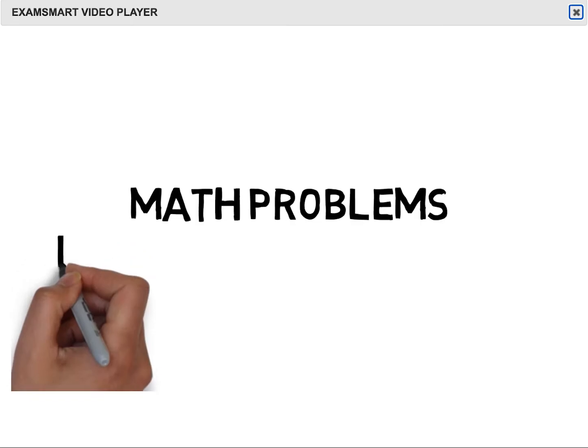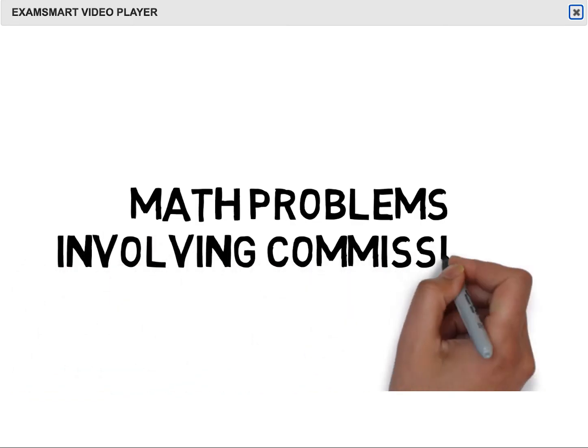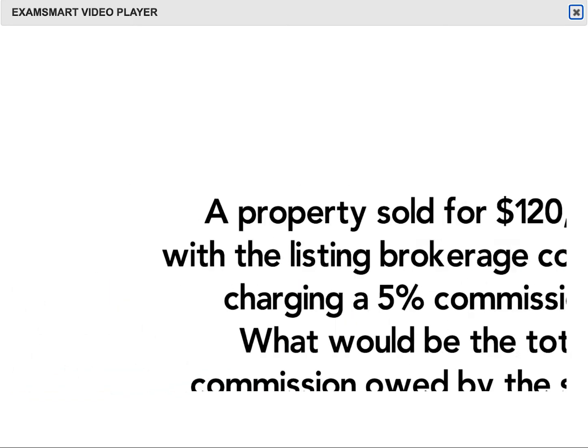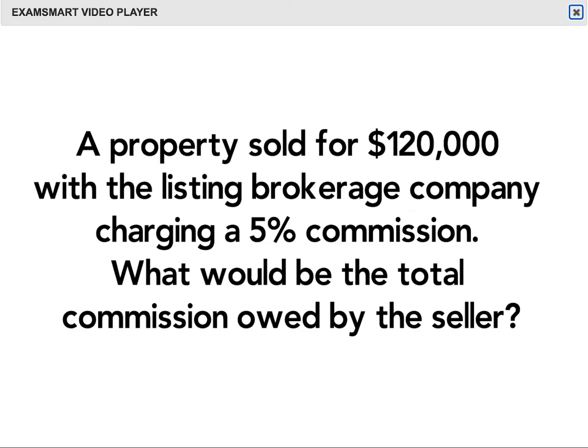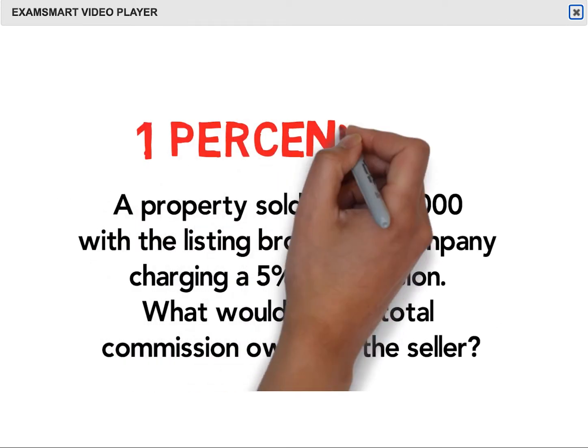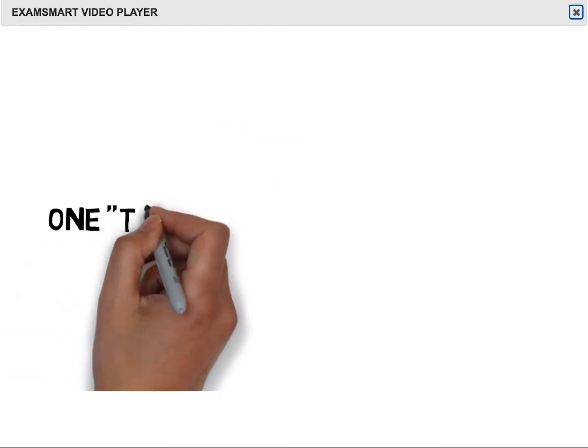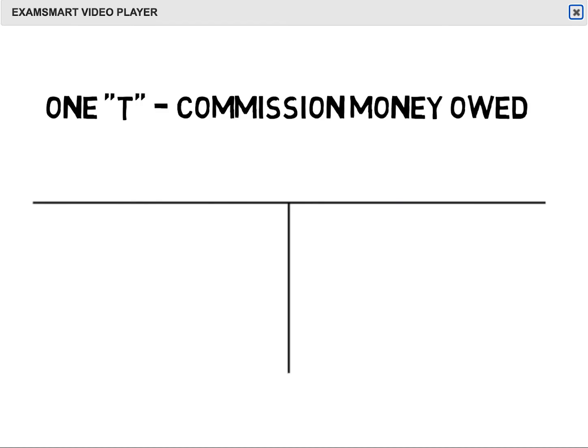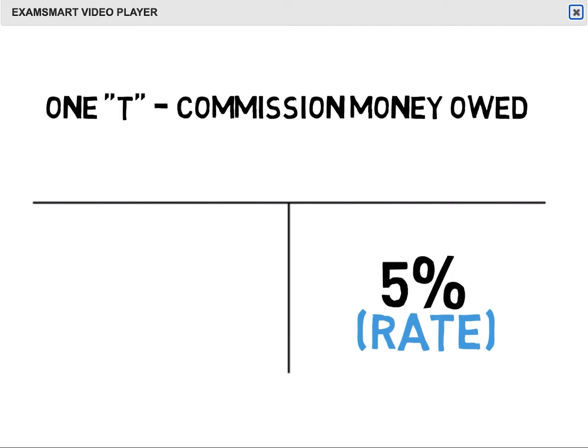Let's look at some math problems involving commissions. A math problem might say that a property sold for $120,000 with the listing brokerage company charging a 5% commission. What would be the total commission owed by the seller? In this case, I simply have one percentage in the problem, so I draw 1 T. The 5% always goes in the bottom right for the rate, so that's where I put my 5%.